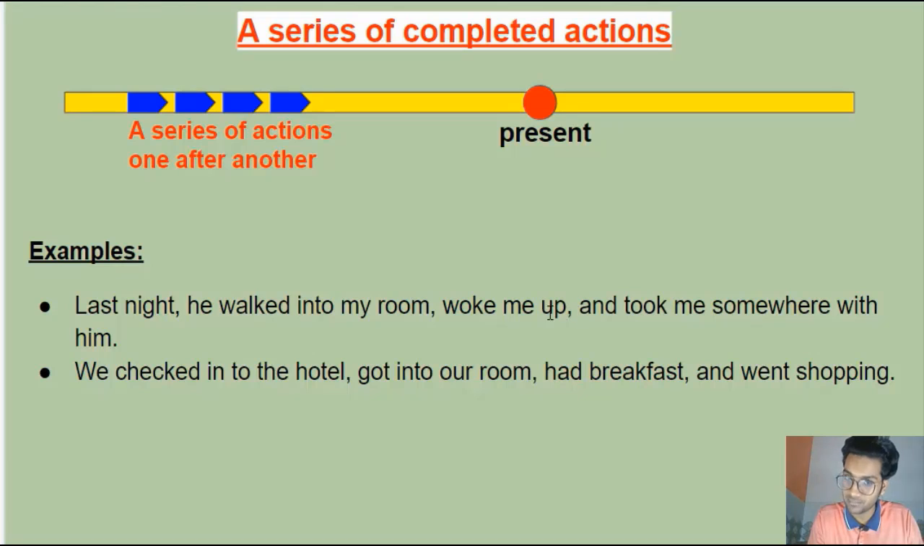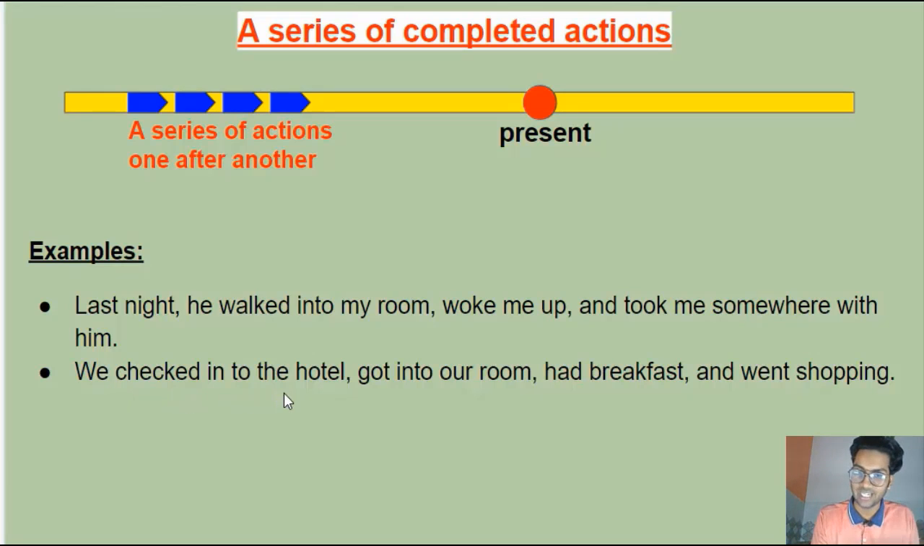Then he woke me up. The subject is he, all right? He woke me up and took me somewhere with him. 3 actions took place in the past last night. He walked into my room, woke me up after some time, maybe after some minutes. I don't know. We don't know the time, but the time gap must not be huge, okay? He walked into my room, woke me up and took me somewhere with him. We're talking about a series of actions that happened in the past and we already know the time when it happened. That is last night, okay?